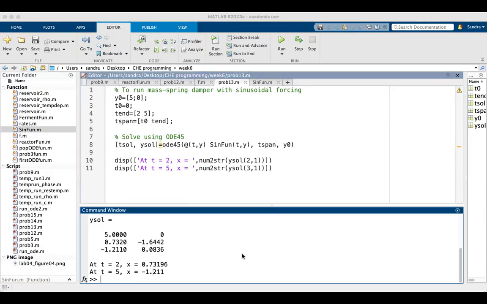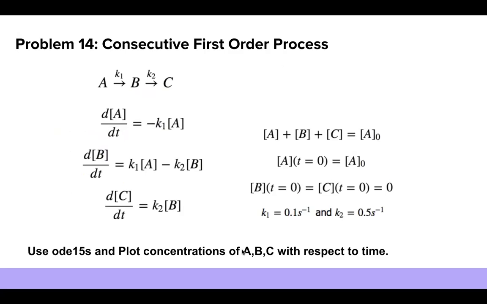I hope this is clear. Now I'll go on to the next question. I'll give you a few minutes and then we'll discuss answers.